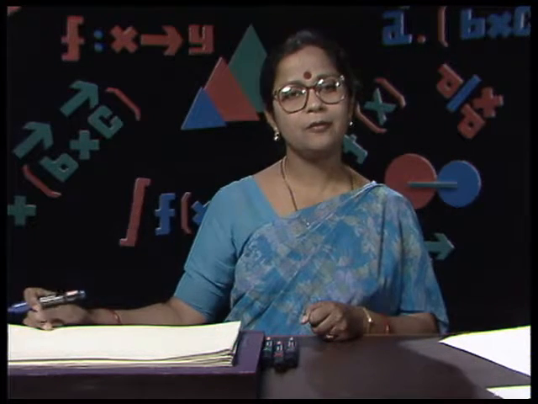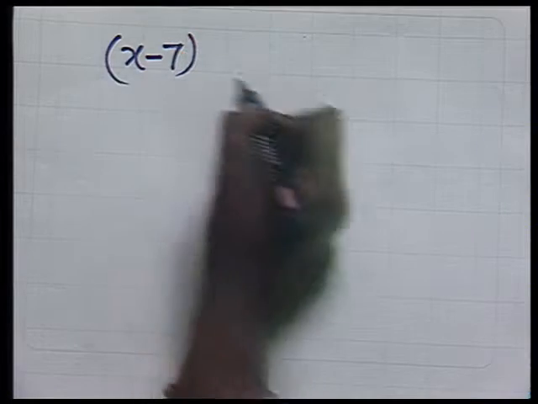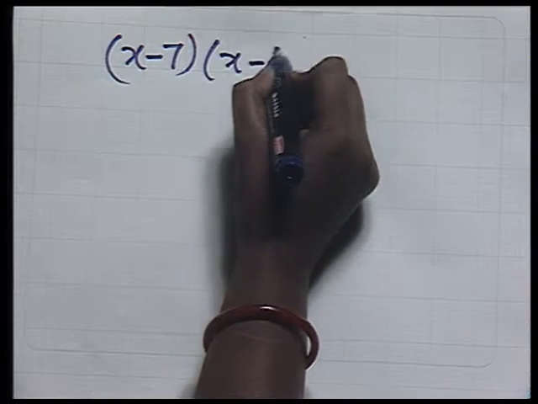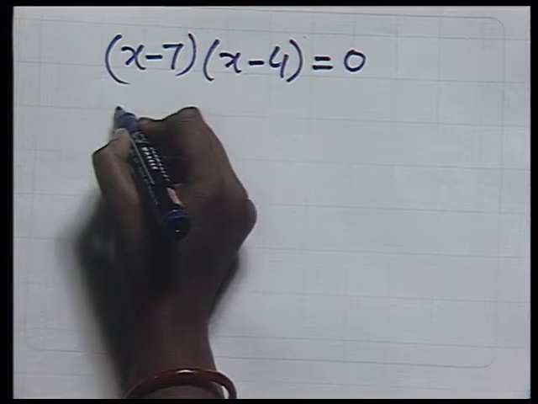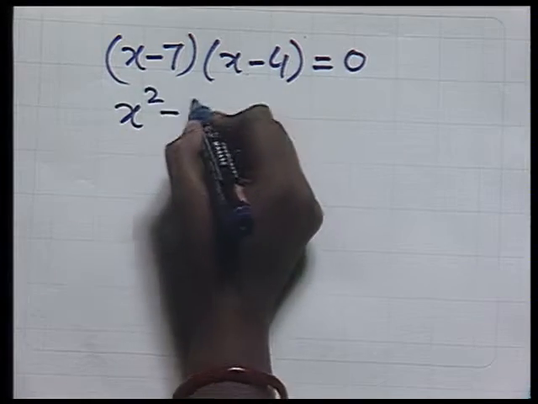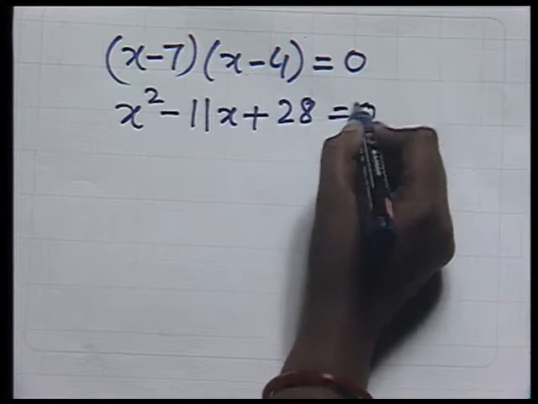Let us consider another example. Suppose we have to construct an equation whose roots are given as 7 and 4. Again, the factors giving these roots will be x minus 7 into x minus 4 equated to 0. We get the equation x square minus 11x plus 28 equal to 0.